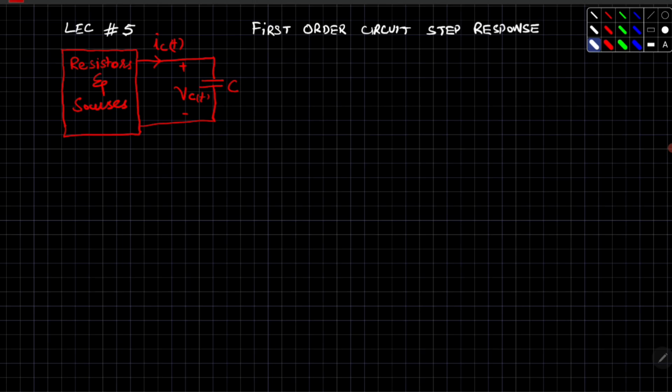Here we have a circuit with resistors and some sources, and a capacitor is connected to it, such that the voltage across the capacitor is called v(t) or Vc(t). The C subscript shows that this is the capacitor voltage. ic(t) is the capacitor current.